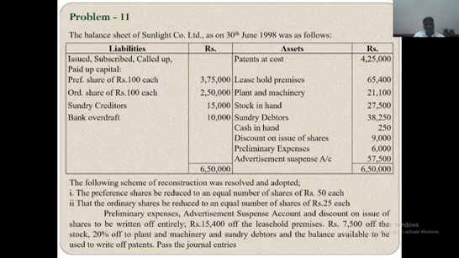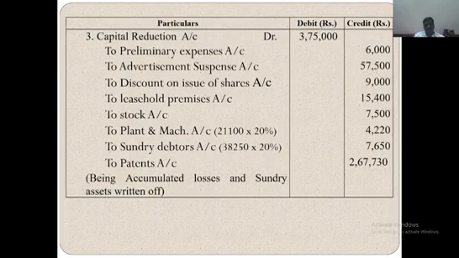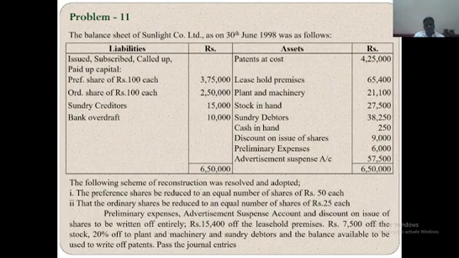So one by one, which one? First, as the message is given, you have to take preliminary expenses. Capital reduction account debit to preliminary expenses. How much preliminary expenses? 6,000 rupees. To preliminary expenses 6,000. Next item is advertisement suspense account. To advertisement suspense account, rupees 57,500. Total we have 3,75,000.